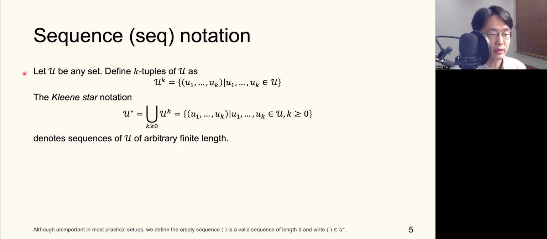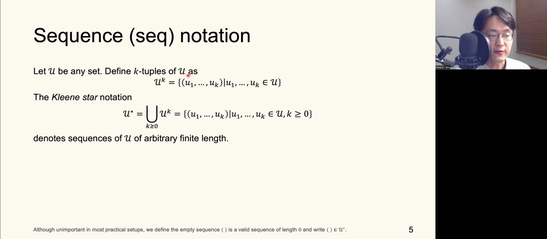Let's define some basic notation for these lectures. So we'll define this sequence notation. The word sequence will often be abbreviated as seq. So let U be any set, then a k-tuple of the set U is something that looks like this: you have a bunch of U's, U1 up to UK, and you put them together as an ordered list. So that is the set of k-tuples.